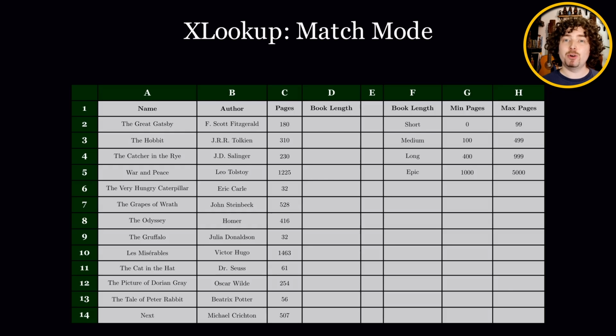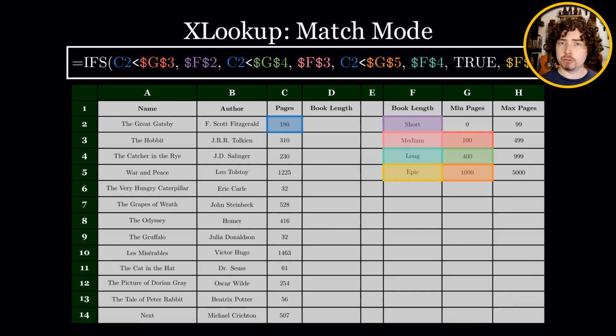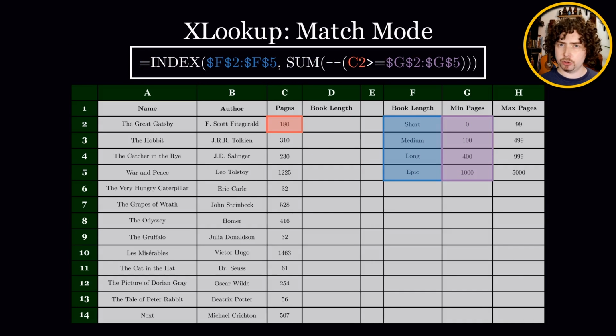In this example, we have a list of books and the number of pages for each book. I want you to take a moment to think about how you would approach it if someone asked you to categorise these books based on their second table. Would you reach for a series of IF statements all nested inside each other? Maybe you'd be a bit more modern and go for the IFS. Maybe you'd use INDEX of the categories and then do some calculation to work out which one to choose.